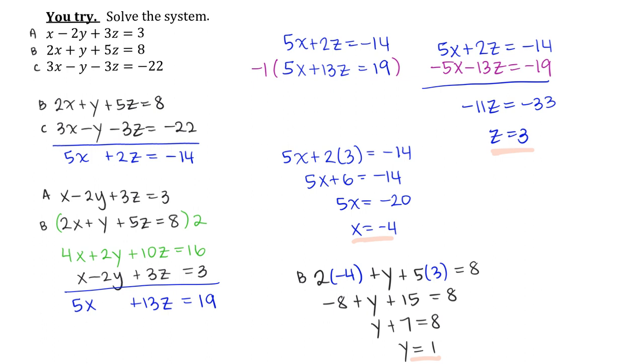Okay, and then let me go ahead and write my ordered triple. So I have negative 4, comma 1, comma 3. Okay, and again, if you want to check your answer, you can plug it back into the original equations. It should equal 3, 8, and negative 22 when you plug it in.